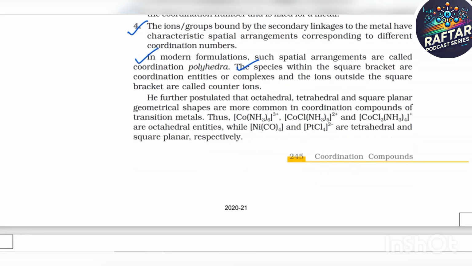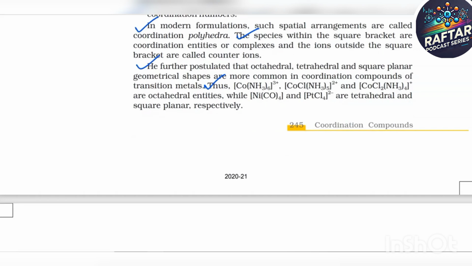He further postulated that octahedral, tetrahedral, and square planar geometrical shapes are common in coordination compounds of transition metals. Thus, [Co(NH3)6]3+, [CoCl(NH3)5]2+, and [CoCl2(NH3)4]+ are octahedral entities, while [Ni(CO)4] and [PtCl4]2- are tetrahedral and square planar respectively.